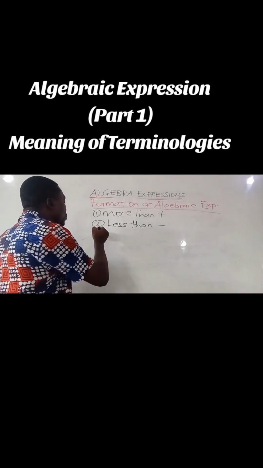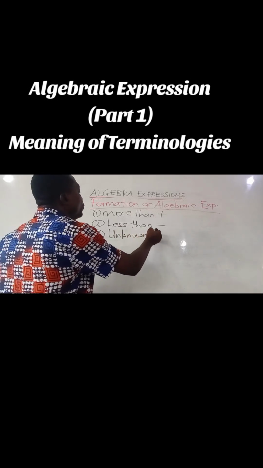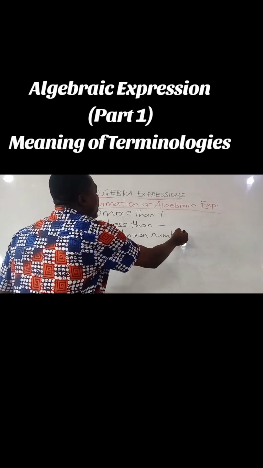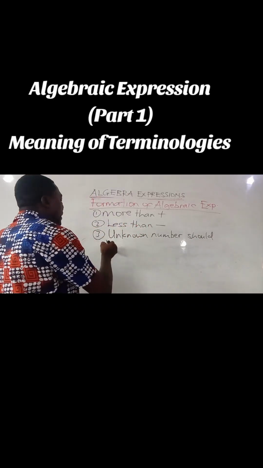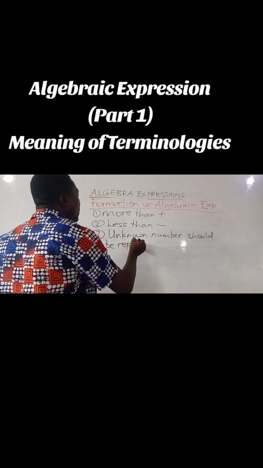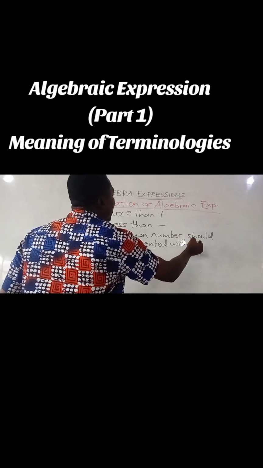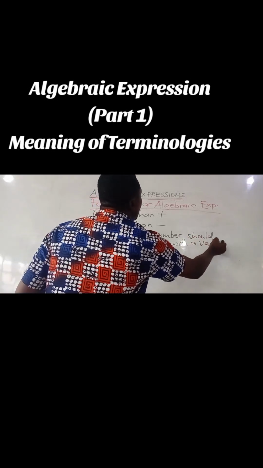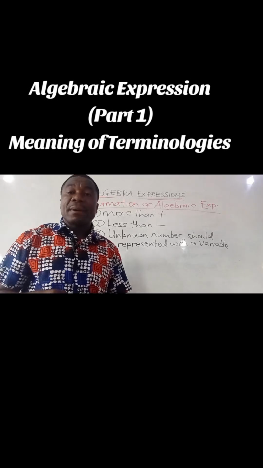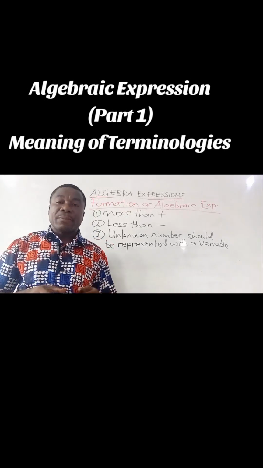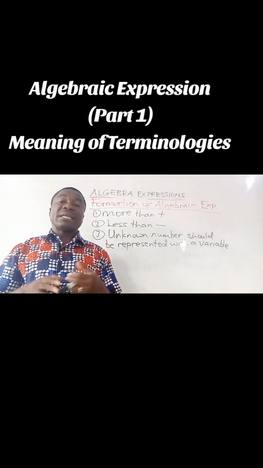So let me write that one too. Unknown quantity, unknown number. Any unknown number should be represented with a variable. Please, are we okay? Good.